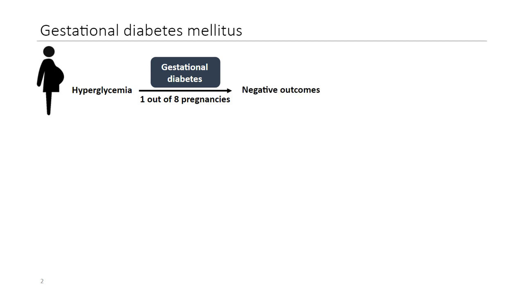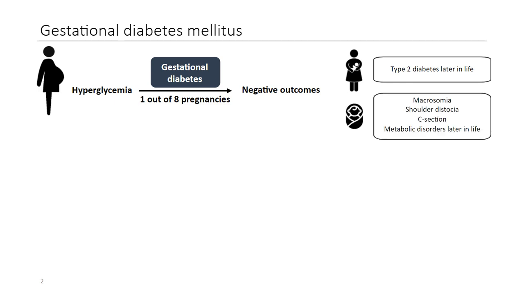The sad thing about it is that it has negative pregnancy outcomes for the mother, which includes an increased risk on type 2 diabetes later in life, but also for the baby, which include that they grow too big, that their shoulder can get stuck upon birth, which means they would opt more often for C-sections, which comes with other complications. And moreover, they also have an increased risk on metabolic disorders later in life.